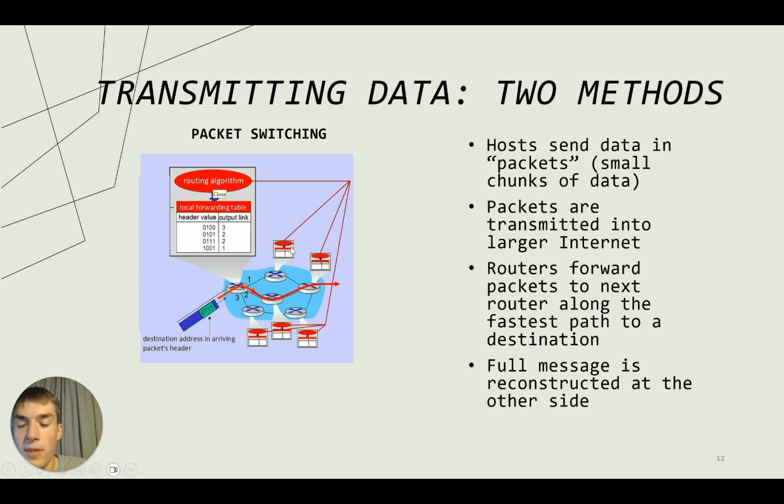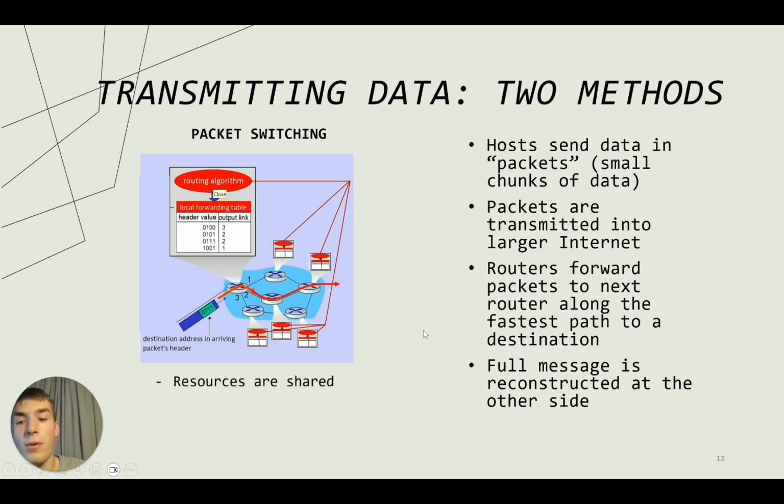And so there are some challenges with this. Number one, routing algorithms at each of the routers. Instead of having a dedicated line, each router needs to calculate where to send the packet to. But in practice, this ends up not being that big of a deal because modern routing algorithms are very efficient.